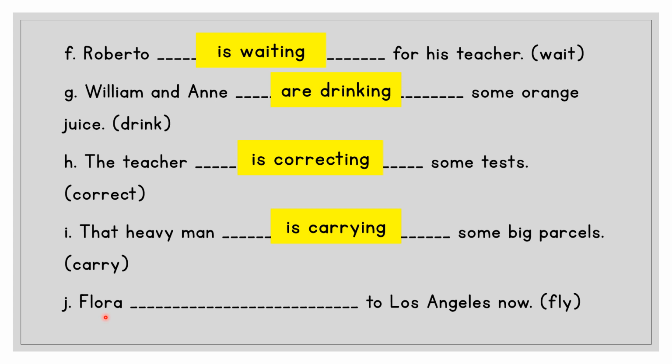Flora. Flora, how many people is Flora? 1 or 2 or 3? 1. So, it should be singular. So, we use is. Kemudian ini verb dia, fly. So, Flora is flying to Los Angeles now. Okay, kalau betul ni, right. Okay, next.